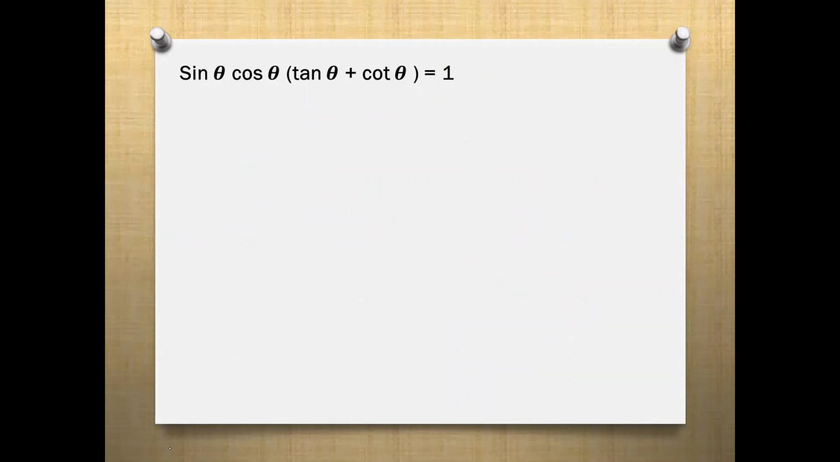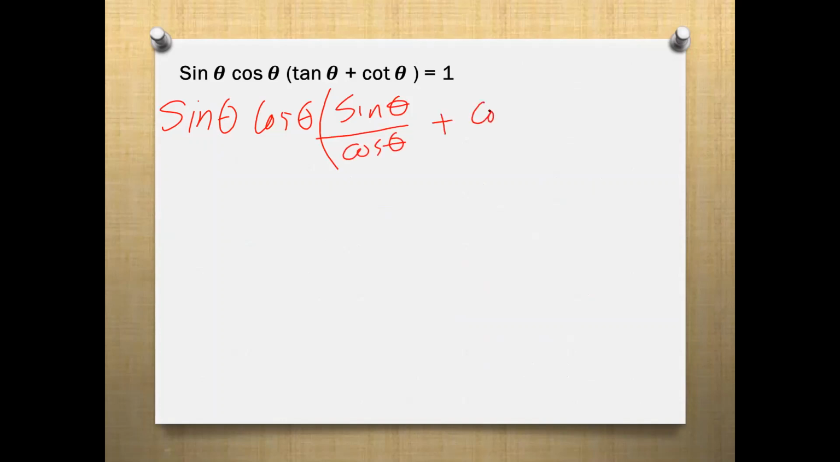Another example now. Sine theta cosine theta times tan theta plus cotan theta. I want to prove that it is equal to 1. How? Here now. Sine theta cosine theta times tan. Using the tangent identities, it is sine theta over cosine theta plus cotan. It is cosine of theta over sine of theta.